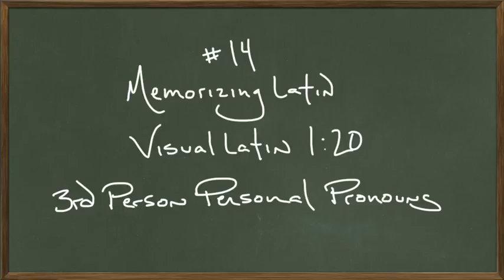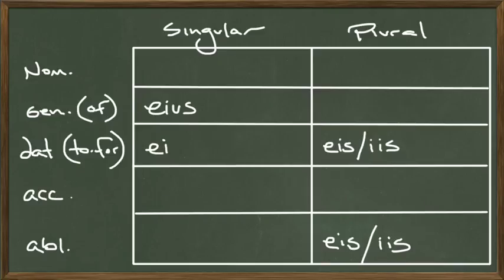This is from Visual Latin 1, lesson 20. These are the third person personal pronouns. Now, this group of pronouns I'm about to teach you are actually demonstrative pronouns or demonstrative adjectives. They can be used as these if they're attached to a noun in a sentence, but in this video, we're going to focus on them just as personal pronouns. These are used as the third person personal pronouns in Latin. So anyway, let's get started.